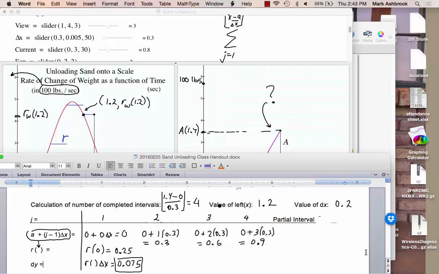Interval 2, we already got the left side was 0.3, so then that formula will take r of 0.3, and we estimate that from the graph. What do we estimate that from the graph? Quick and nice and loud. 1. Awesome. Okay? Therefore, what the formula does is takes the r of 0.3 times delta x equals 0.3 hundred pounds.